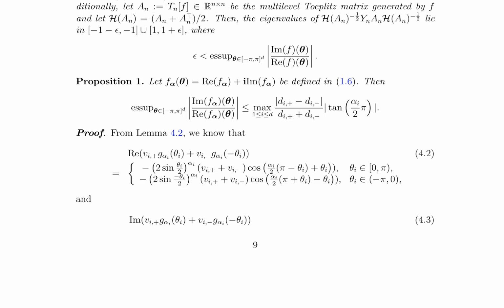This bound is expressed as max over 1 ≤ i ≤ d of (d_i^+ - d_i^-) / (d_i^+ + d_i^-) tan(α_i π / 2). The analysis further develops the bound on the essential supremum of the ratio of the imaginary part to the real part of f_α(θ), establishing it as (v^+ - v^-) / (v^+ + v^-) tan(α_i π / 2). This bound is then used to derive the final result, which is presented as the maximum of this bound over all i.